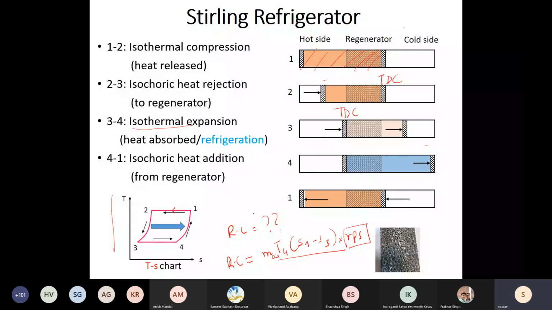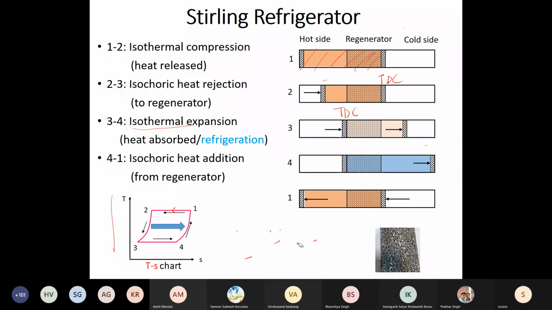So if I were to plot the location of the pistons, let's trace the hot side piston. Hot side piston at state 1 is at its bottom dead center. So let's call this bottom dead center. At position 2, it is somewhere in between bottom and top. This is 2, this is 1. Position 3, it is at its top dead center. And then it remains over there in position 4 also. And then it has to come back in position back to 1.